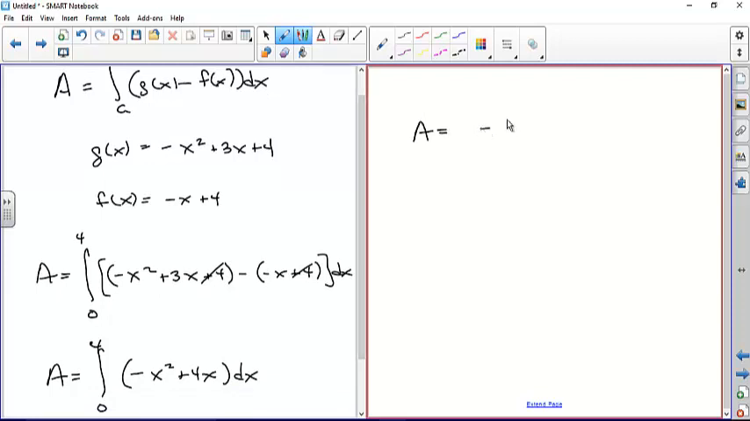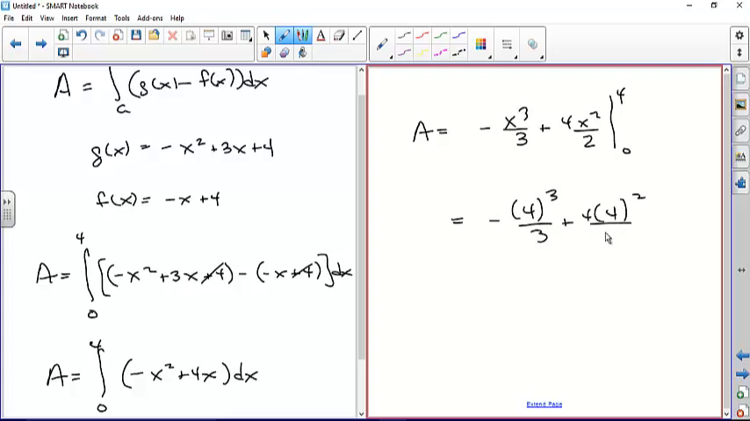So the integral of x squared is x cubed over 3. The integral of 4x is 4x squared over 2, and we're going to evaluate that between 0 and 4. Again, with the lower limit being 0, we know that the polynomial is going to be 0. So we just have to evaluate it at the upper limit in this case. So we get 4 cubed over 3 plus 4 times 4 squared over 2. But 4 cubed and 4 times 4 squared is the same thing. It's going to be 64.